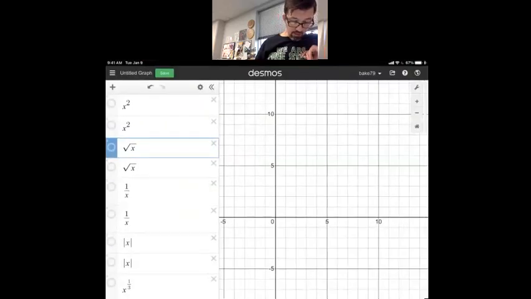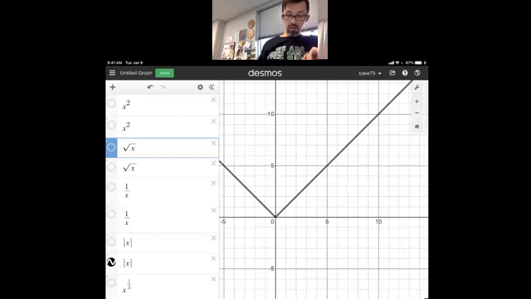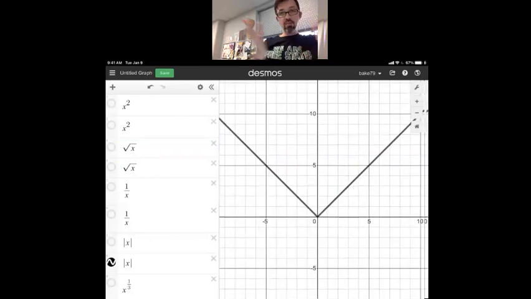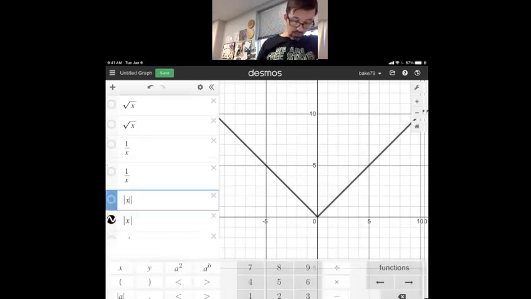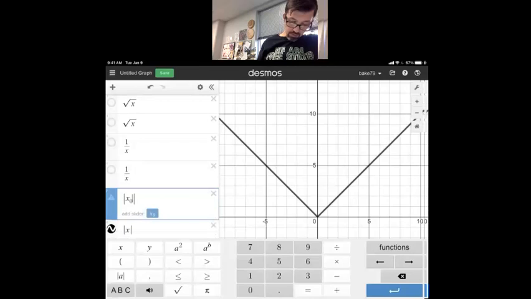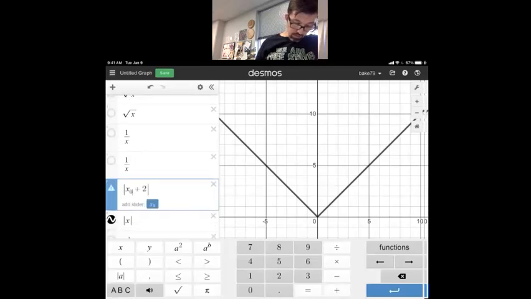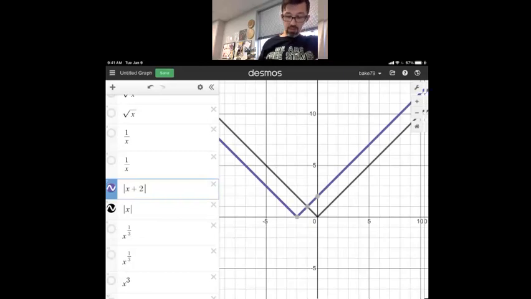So starting off with absolute value. The absolute value function, of course, is that V with its vertex being there at 0, 0 at the origin. Okay, so then if we wanted to say what's the absolute value of x plus 2, so we'll add a 2 in there. What happens there, right? So we see that the vertex that was at 0, 0 is now at negative 2, 0. So all the points have shifted to the left 2.